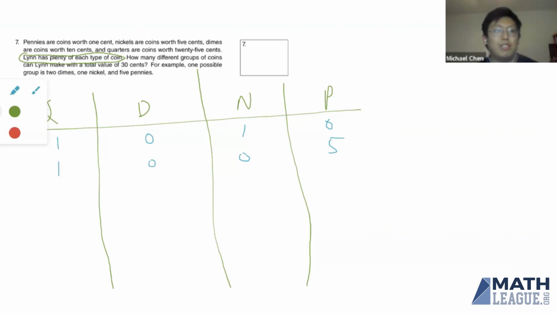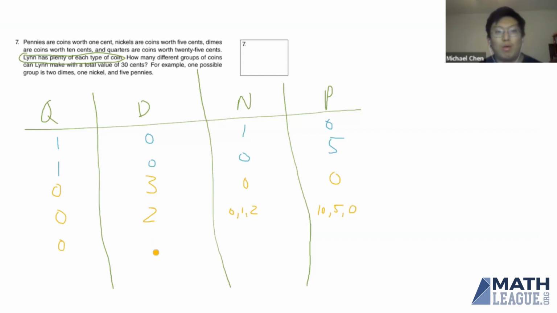Now, what happens if I don't have any quarters? If I have no quarters, then that means I can have up to 3 dimes. If I have 3 dimes, then I have nothing of the other 2, because that's already 30 cents. But if I have 2 dimes, then I can have 0, 1, or 2 nickels. And then depending on which one I pick, I will have 10, 5, or 0 pennies.